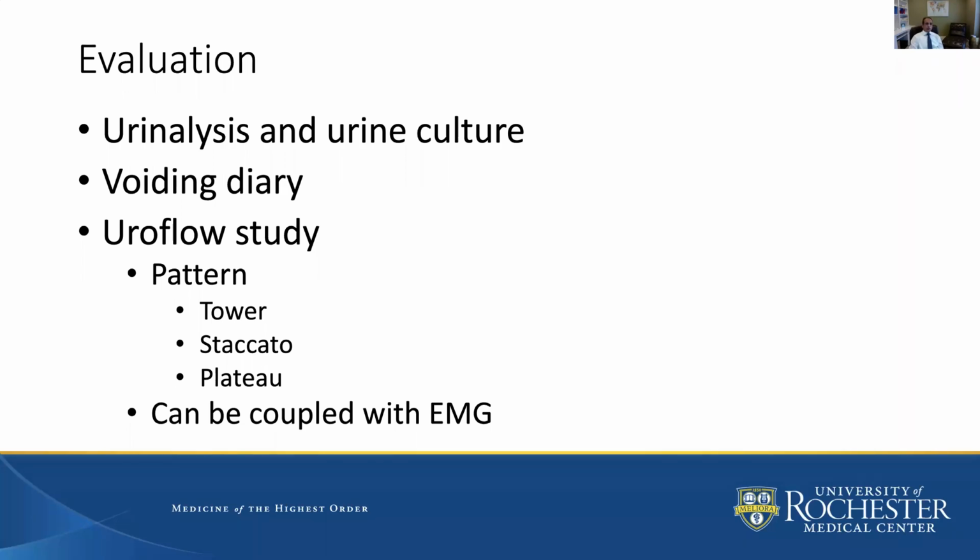If you look at the pattern, if it is a tower pattern, usually it's an overactive bladder. If you see a staccato pattern, it's because of detrusor sphincter dyssynergia. It is a mild form, and in a more severe form you see some interrupted flow. A plateau is usually seen if there is any physical or anatomical obstruction, such as a urethral meatus problem, any stricture, or valves. Usually they present with a plateau.